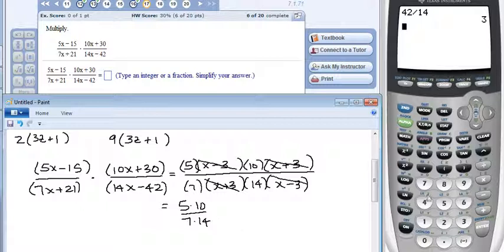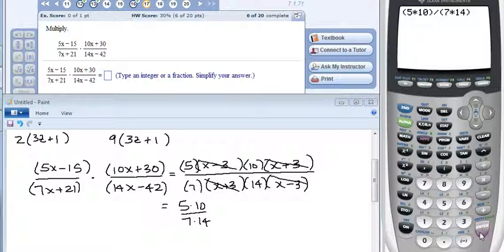Well, let's see if we can't. It's going to want the fraction. It doesn't want this thing. So if I have 5 times 10, and I want that whole thing in parentheses to be divided by another set of parentheses, 7 times 14, I get 25/49. Done. Okay? Good job.